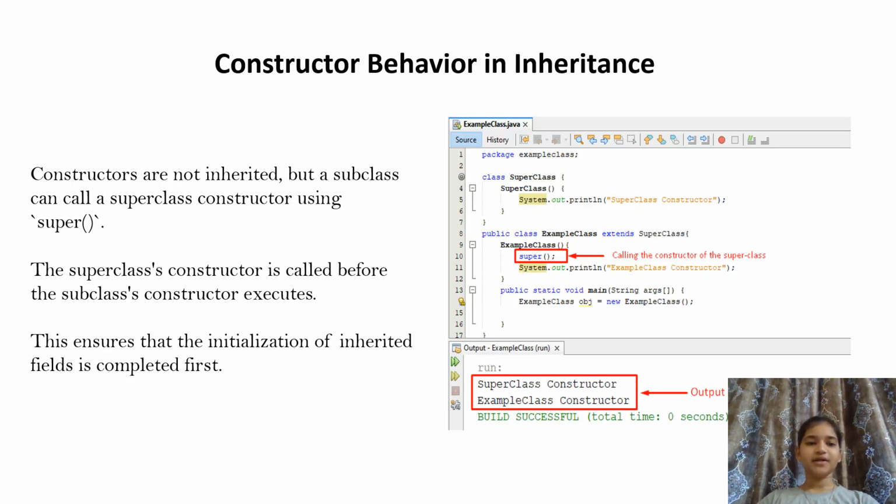Constructor behavior and inheritance. Constructors are not inherited by the subclass. You can call a superclass constructor using super. This ensures that initialization of inherited fields is completed. The superclass constructor is called before the subclass constructor.